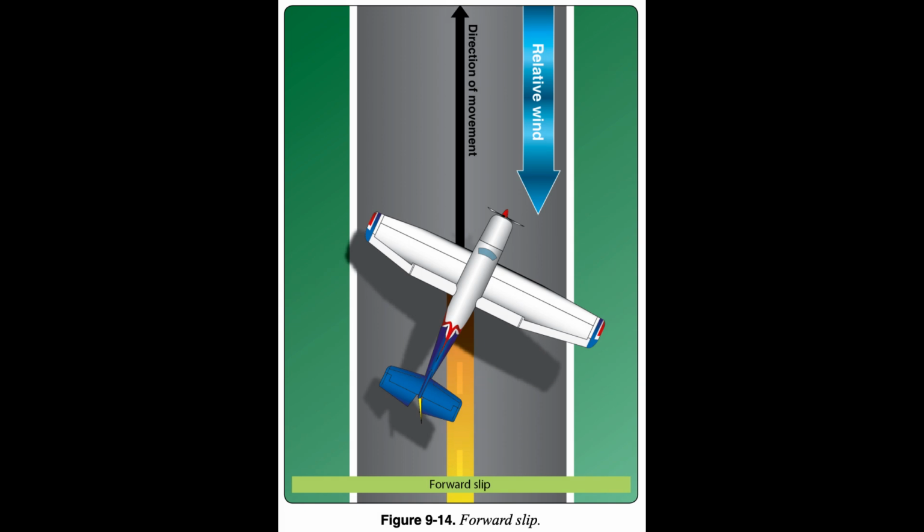A forward slip is used to dissipate altitude and increase descent rate without increasing airspeed. In a forward slip, the airplane's direction of motion continues the same as before the slip was begun.